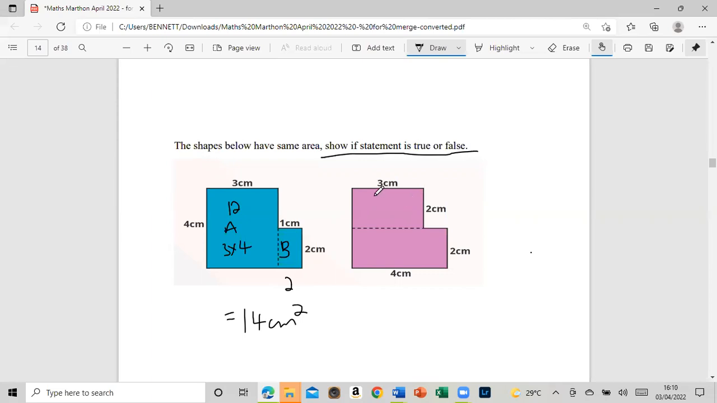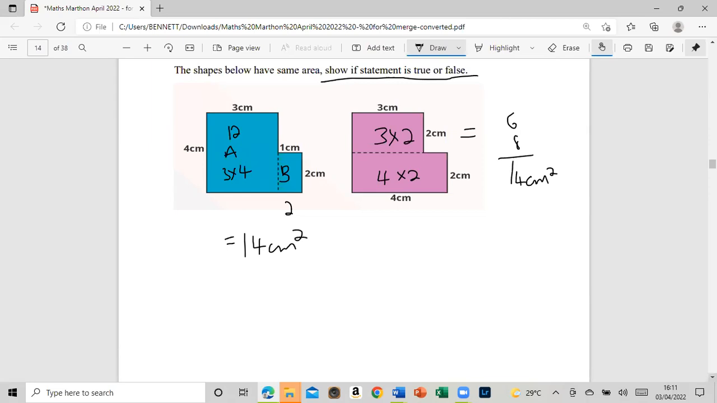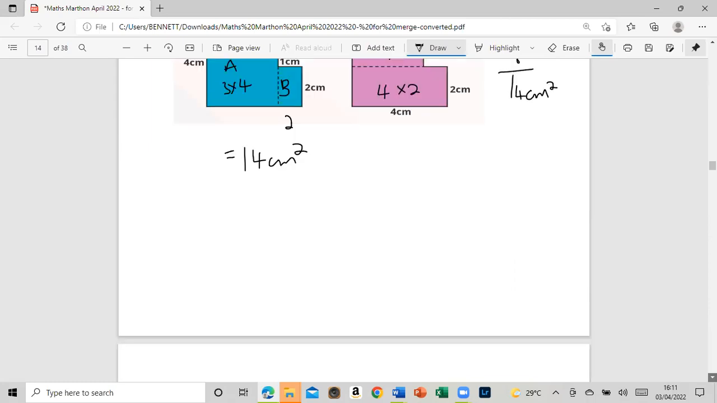Now for this one, here's our 3, this is 2. So 3 times 2. And for this one, what's the dimension? 4. 4 times 2, right? So it is the same. Very good. So 6 and 8 is 14. This is how they set up some of the questions in America, all right? Very nice question though. I like it. This is what we call a compound shape, where you combine 2 or more shapes.